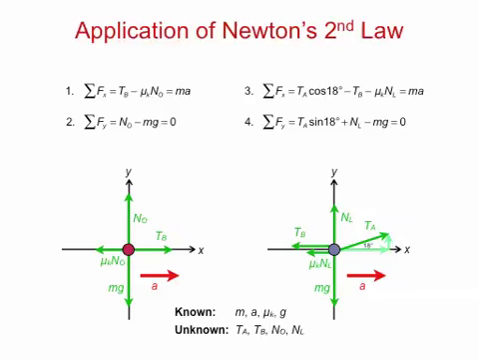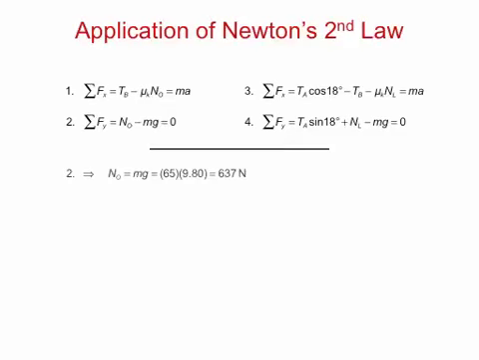Okay, now we have 4 equations and 4 unknowns, so we're ready to solve. Equation 2 can easily be solved for the normal force, namely N sub O equals mg. Plugging in numbers gives N sub O equals 637 newtons.